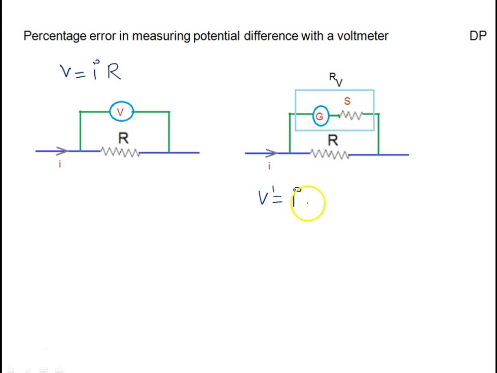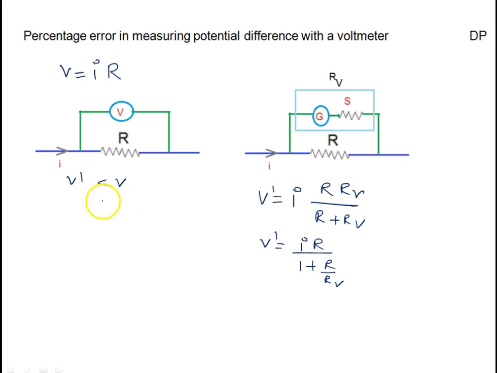But what is the net resistance of this device? You will say R into RV upon R plus RV because this is a parallel combination. Now you can write V dash equal to IR upon 1 plus R upon RV. Of course, we will say V dash is less than V. It is visible to all of you because IR is divided by some factor.